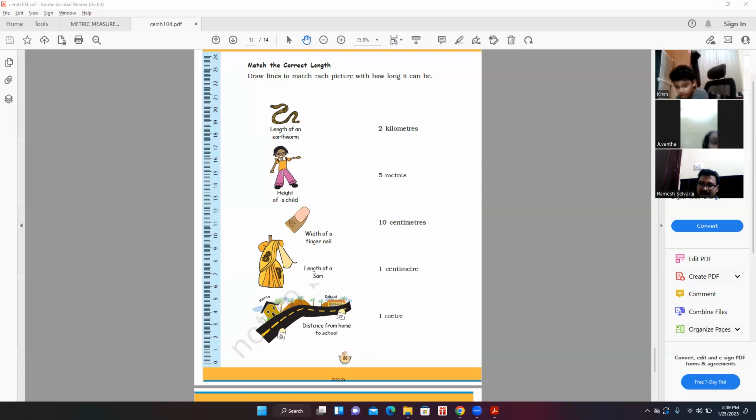Let's once again draw lines to match each picture with how long it can be. First, let's start with the distance from home to school. 2 kilometers, yes, that's right. The next, the length of a sari, how much could it be? 5 meters. Okay. Width of a fingernail, how much? 1 centimeter. Correct. And the height of a child, 1 meter, correct. And the length of an earthworm, 10 centimeters.